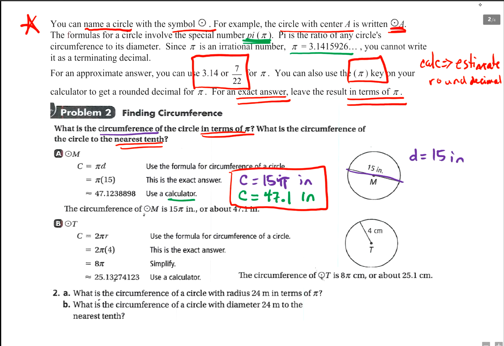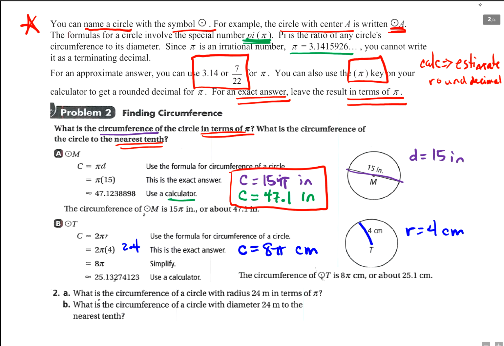Let's look at the next problem. We have circle T on this problem. We are given the radius is 4 centimeters. So this time we're going to use circumference equals 2 pi r. So we simply substitute in the 4 for r, and then we do 2 times 4 in our calculator, and we get the circumference equals 8 pi centimeters. Right? We just put 2 times 4 in our calculator. We want our answer in terms of pi, so you just don't put it in your calculator.